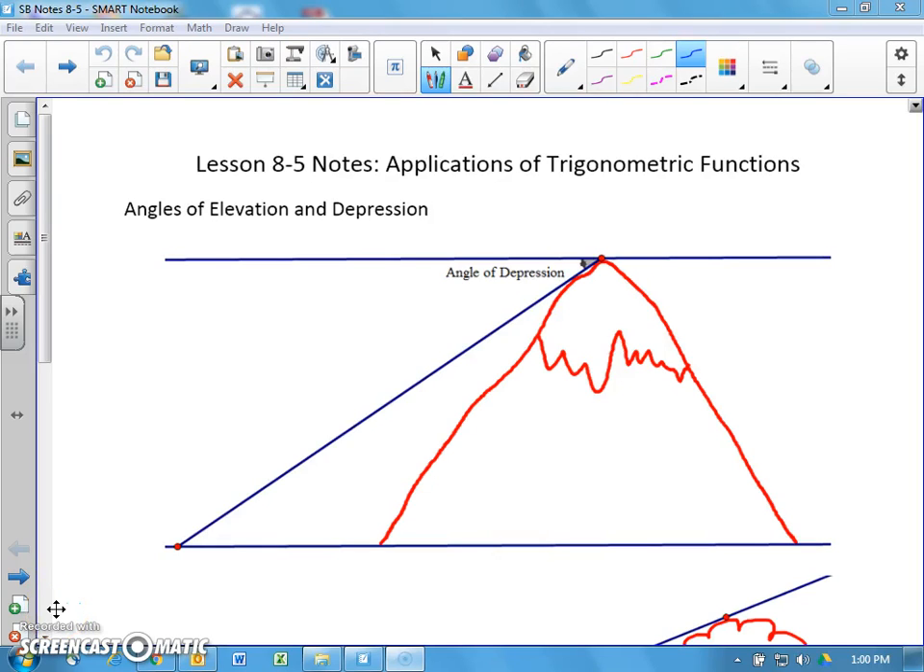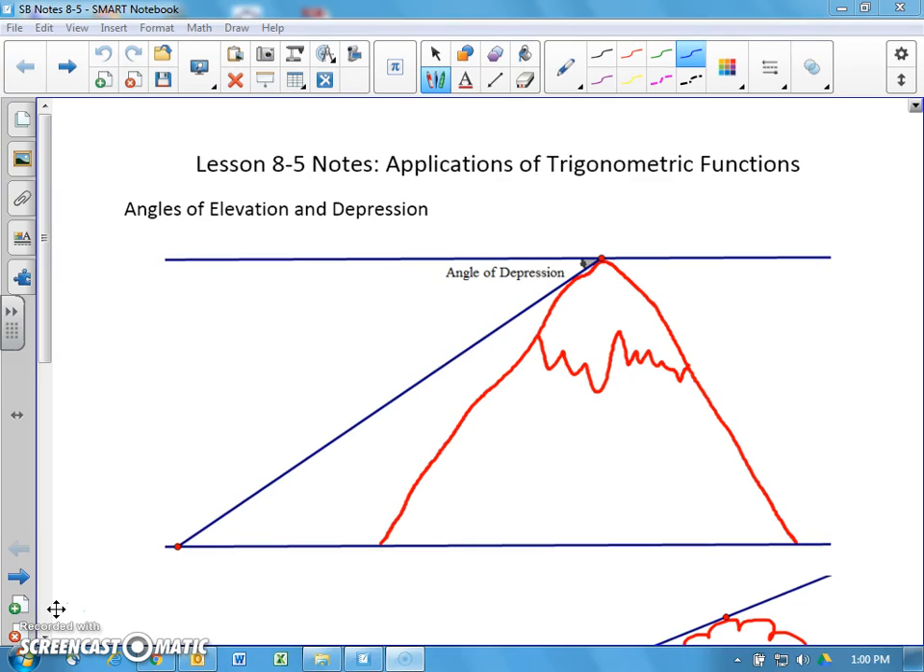Lesson 8.5, Applications of Trigonometric Functions. Trigonometry can be used to solve a lot of problems using right triangles. One of the major applications is with angles of elevation and depression. So the first thing we need to do is get an understanding of what these are.